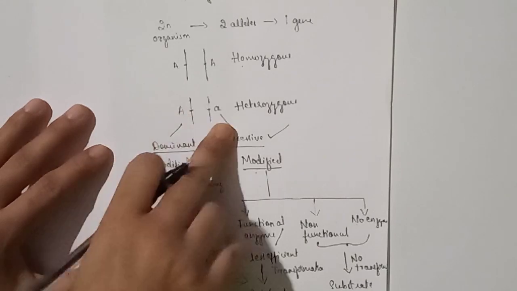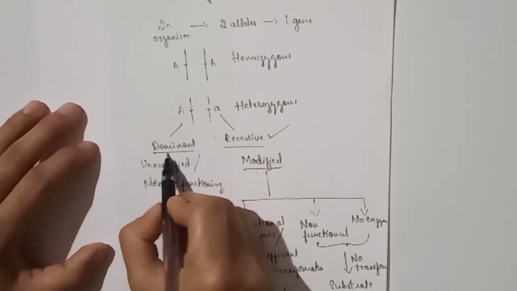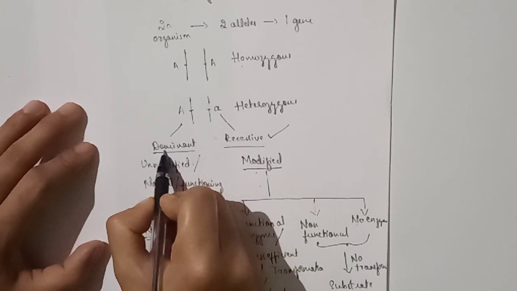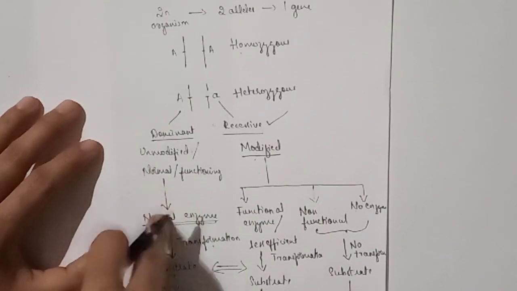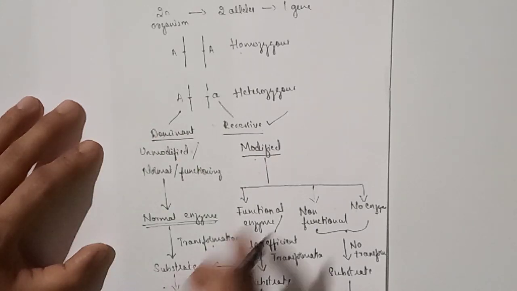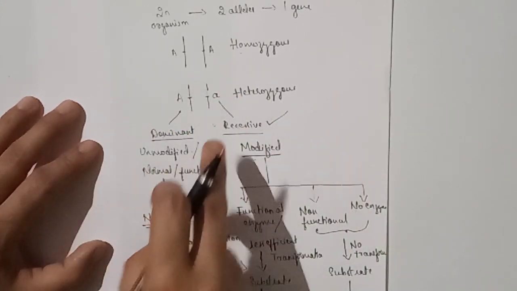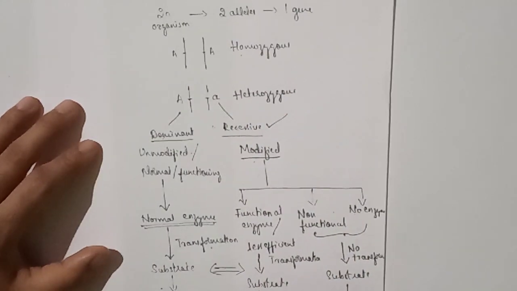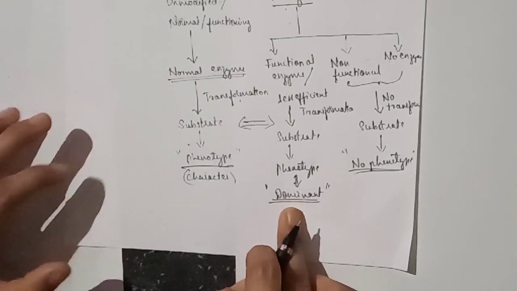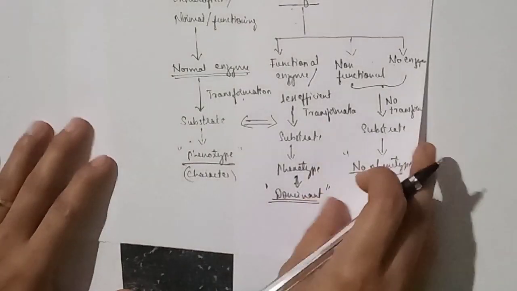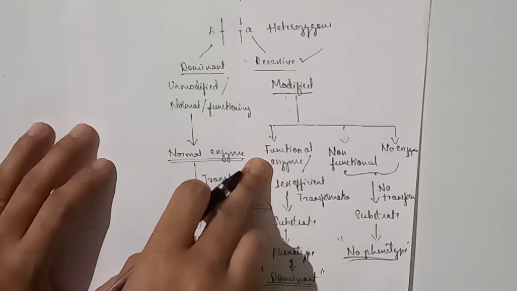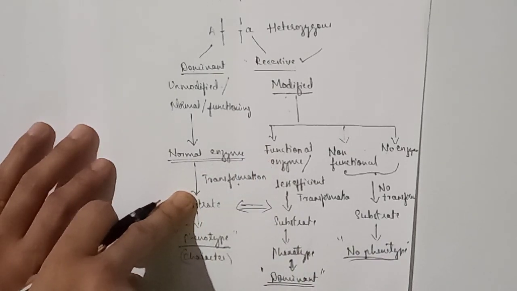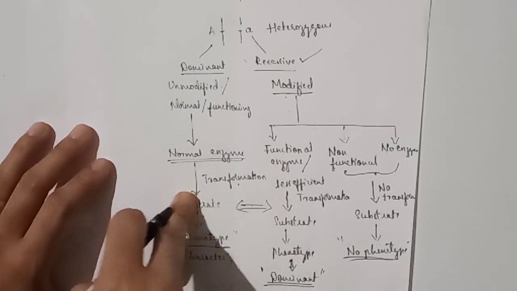So in the heterozygous condition, there is one dominant and another recessive. The one which expresses itself is called dominant. The one which fails to express itself is called recessive. Sometimes this recessive also expresses itself when it produces a functional enzyme equivalent to the dominant or normal allele.